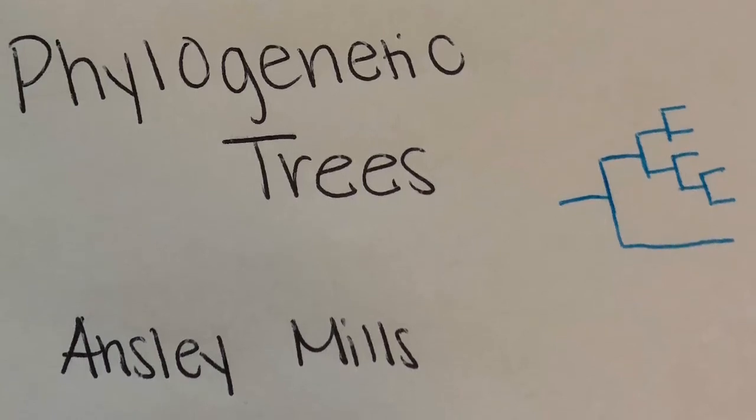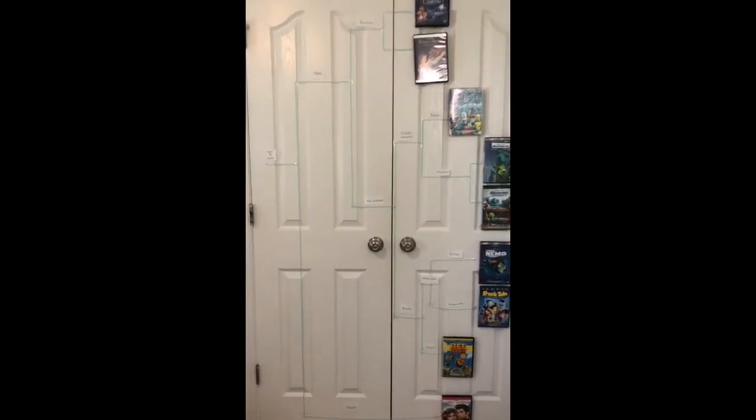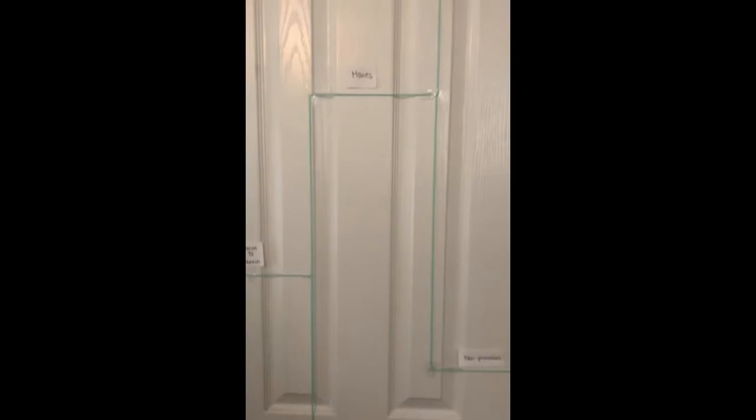Phylogenetic trees. Phylogenetic trees help to illustrate evolution within a species or other unit being studied. For my phylogenetic tree, I wanted to focus on the question of what do I want to watch? I first broke the tree into two branches, movies and musicals.